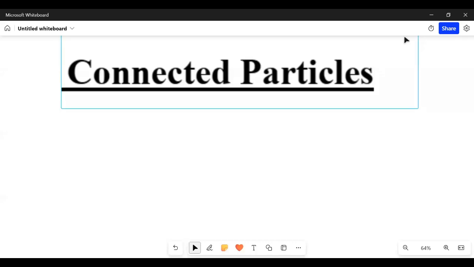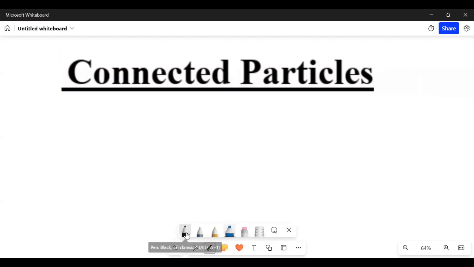Right. So we're starting the new topic today, which is called connected particles. Let's discuss a bit of theory before jumping into the past paper questions. All right, so connected particles look like this.